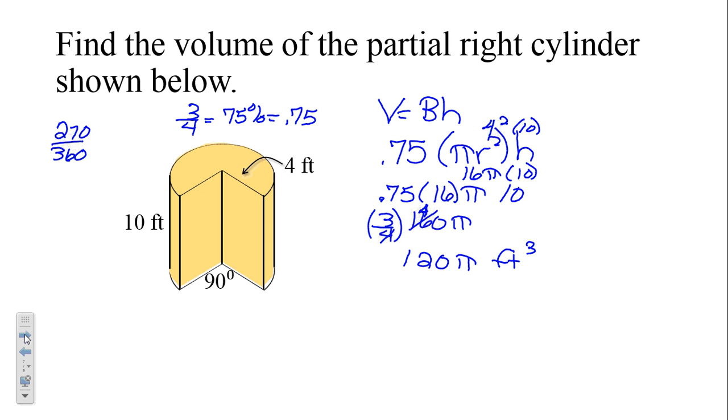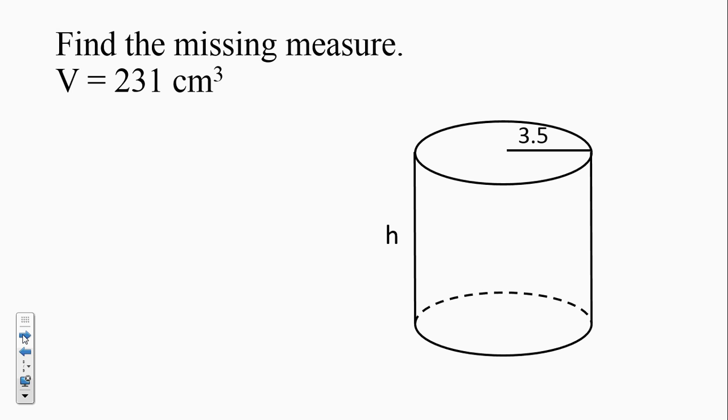Good? All right, last example. We can also give you a problem where we give you the volume or the surface area or the lateral area and have a missing side, and we want to know what that side is. So in this case, we have a cylinder. We know its volume is 231 centimeters cubed, and we know the radius, but we don't know the height.